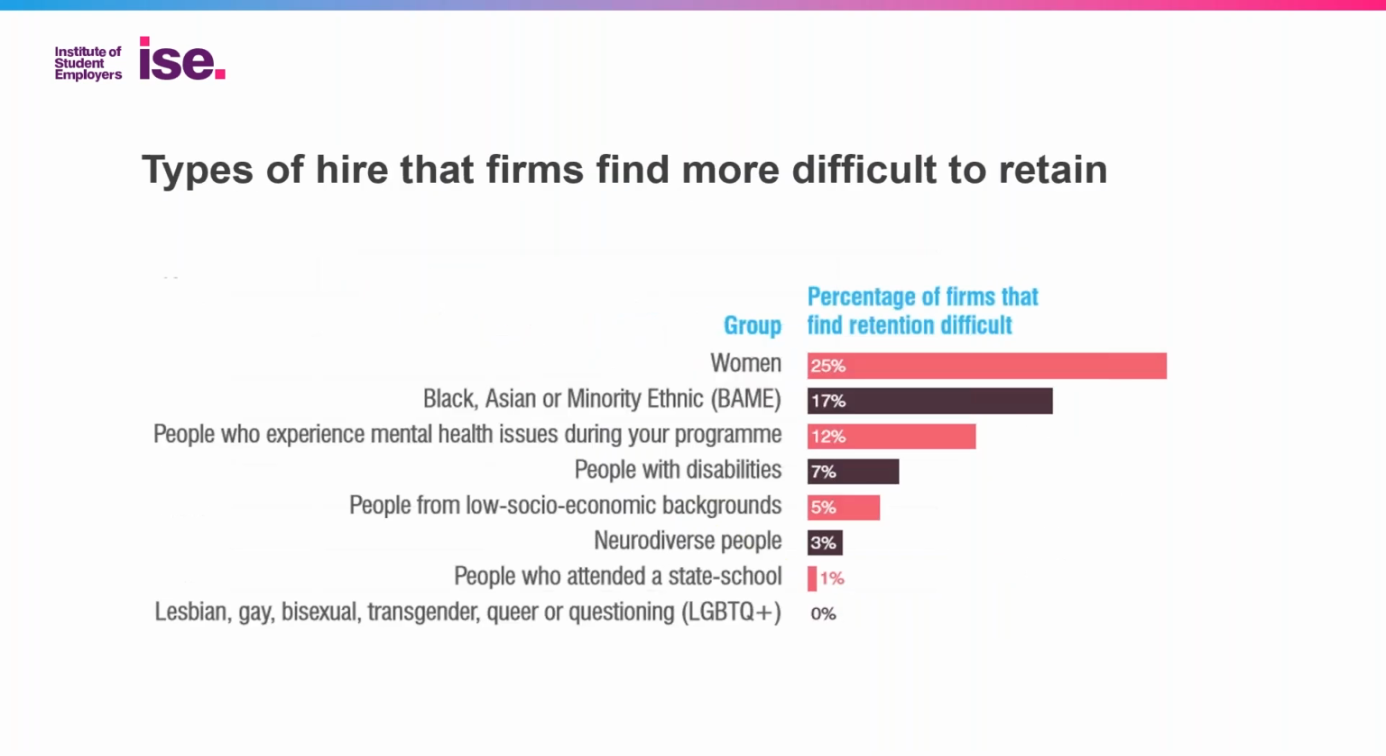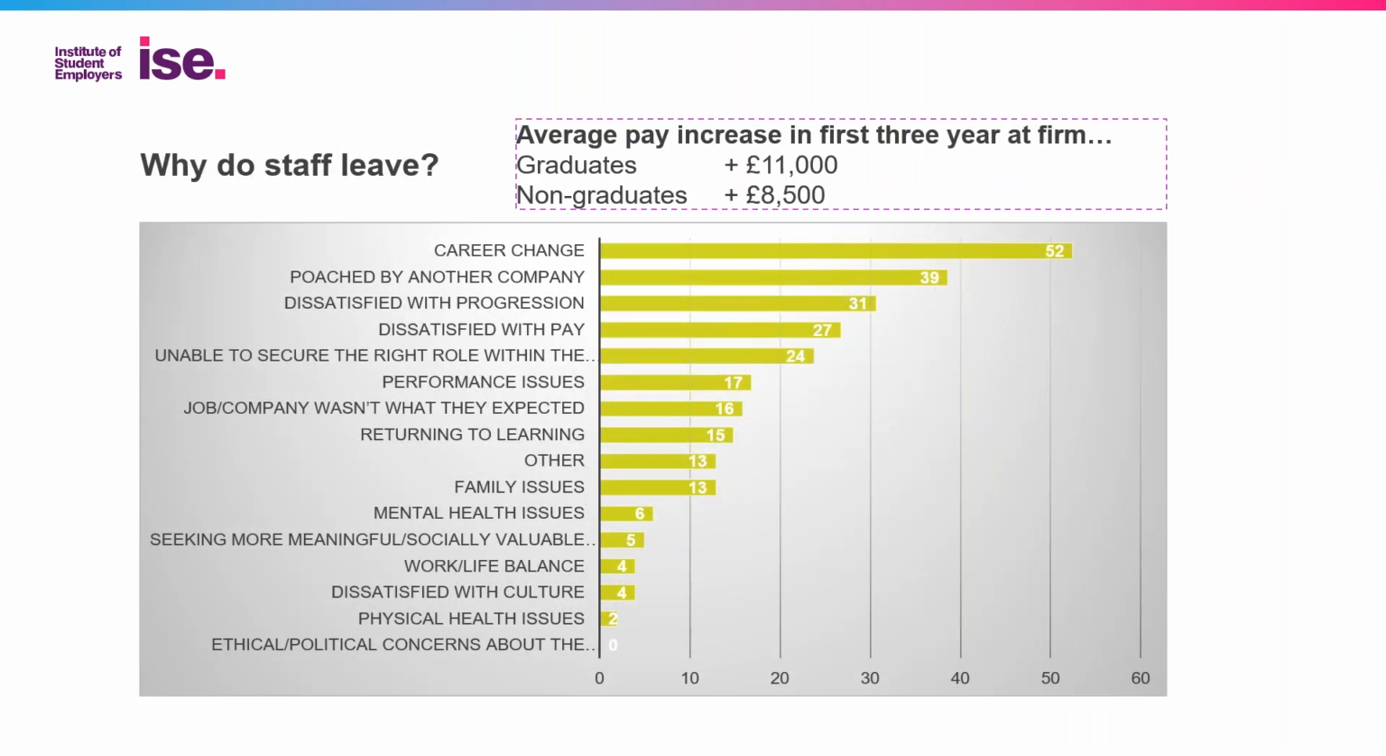There were some interesting findings about how certain types of hires were more difficult to retain than others. So women, Black or Asian ethnic minority students, people with mental health issues. These were some of the groups that employers particularly highlighted as being more difficult to retain. And we also asked, what were the reasons why people leave? We start to see reasons like career change, poached by another company, dissatisfaction with progression. And then as the fourth one, dissatisfied with pay.